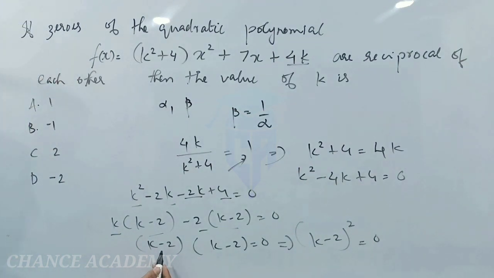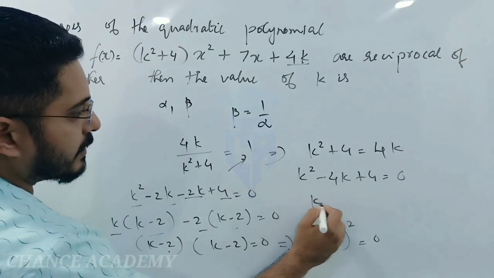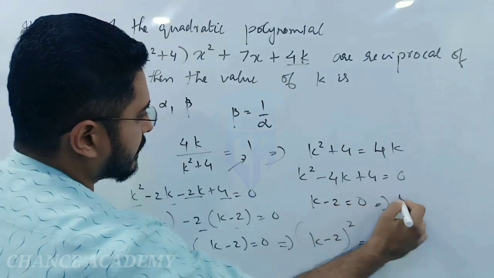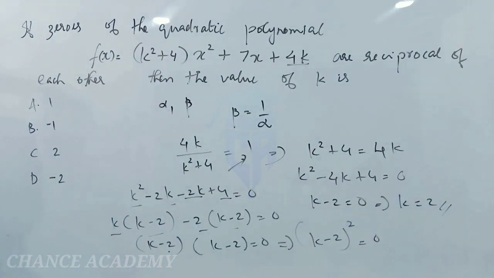Or you can equate either of these to 0 and you will be getting the value for k. Since both these factors are same, you will be getting only one value for k. And the value of k will be, k minus 2 equal to 0. That means k is equal to 2. So your answer is option C, 2.